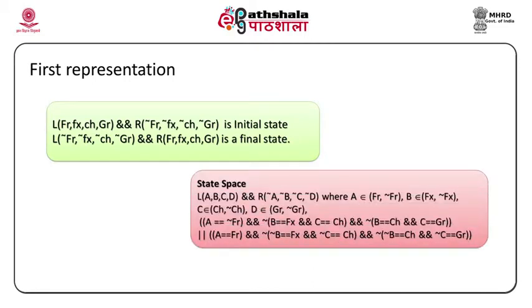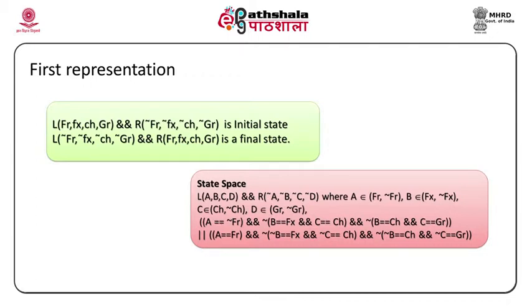Now the state space is a little clumsy in the sense that we write a lot, like L, A, B, C, D. Now what are A, B, C, D? A is farmer or not farmer. B is fox or not fox. C is chicken, not chicken. D is grain, not grain. Okay. So L is this and R is exactly the opposite of this, and that is very important.